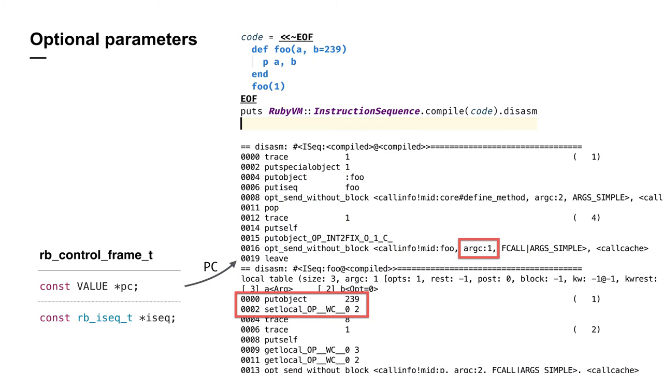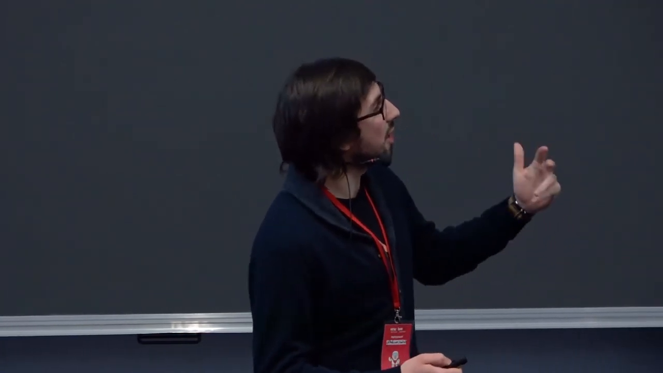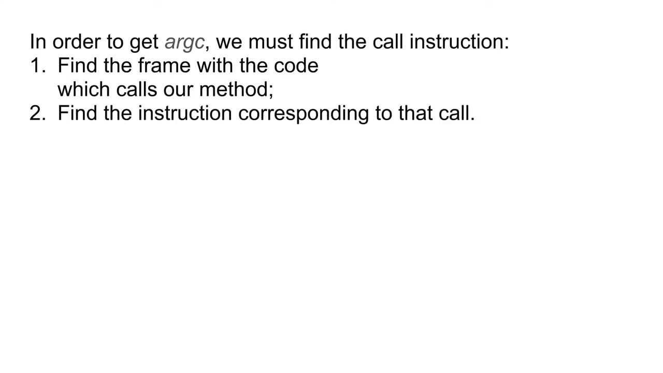Every frame is defined by rb_control_frame_t, which is a Ruby C API structure, and it contains a pointer to the current instruction and the instruction sequence itself. The amusing thing here is that during the call event of the method foo, the pointer of the caller frame points towards the next instruction after our call. So in order to get argc, we actually will need to backtrack one instruction. So our algorithm, in short, is the following, sorry.